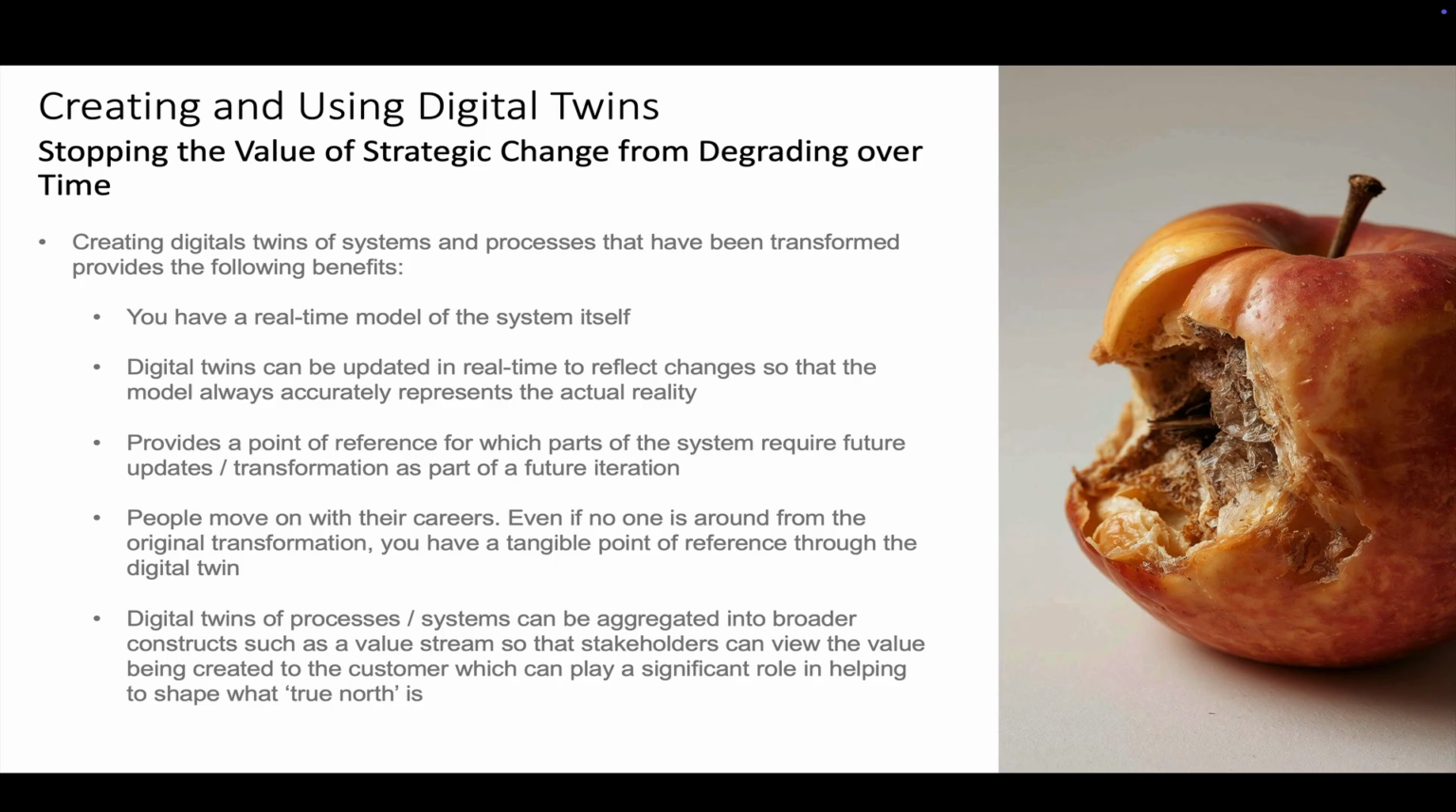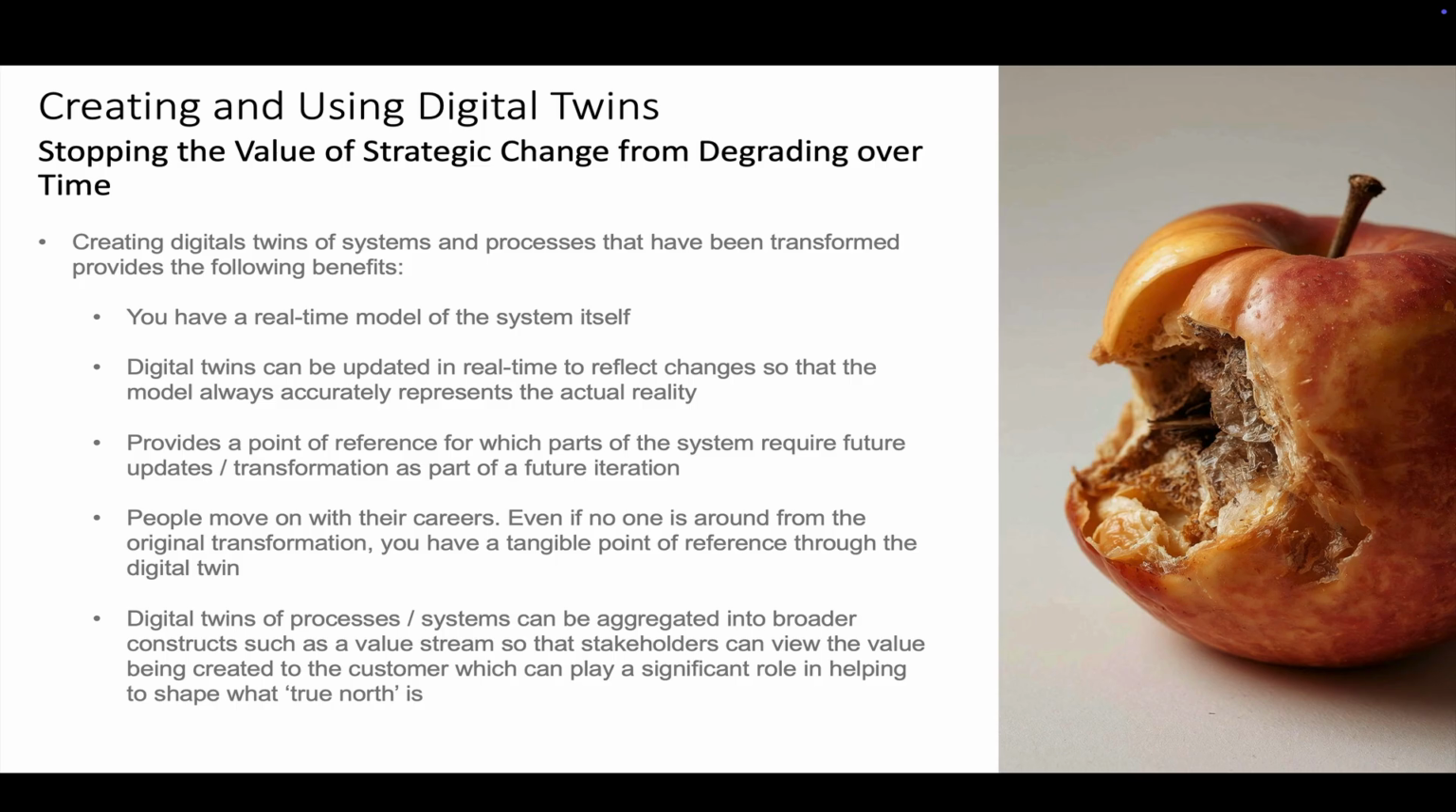Digital twins can be updated in real time to reflect changes so that the model always accurately represents the actual reality. This means that digital twins must be event-driven in nature so that external events in other systems, which in turn affect the local system in question, can be captured with the appropriate context. As an example, if we have a critical financial application that we have modeled as a digital twin, and we find that a number of security vulnerabilities have been discovered for this application, this discovery event can be used to drive a number of actions.